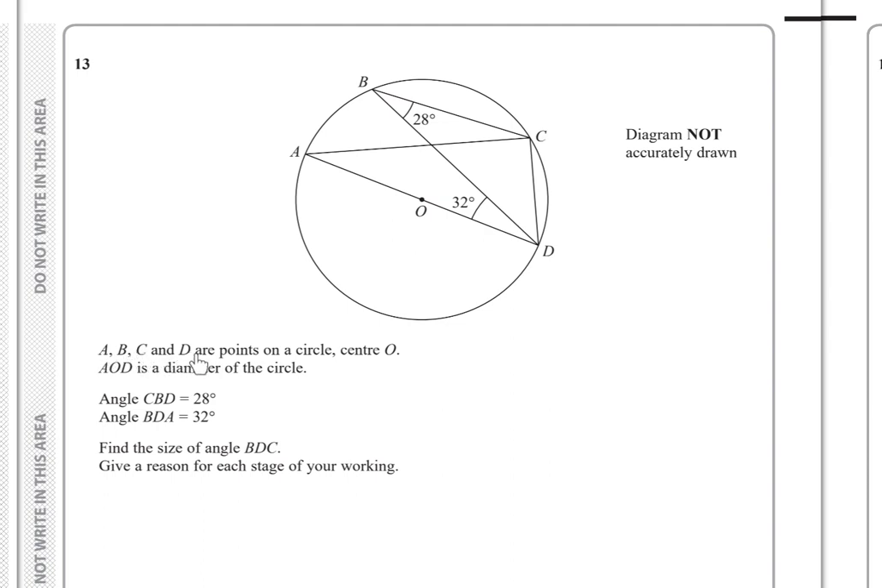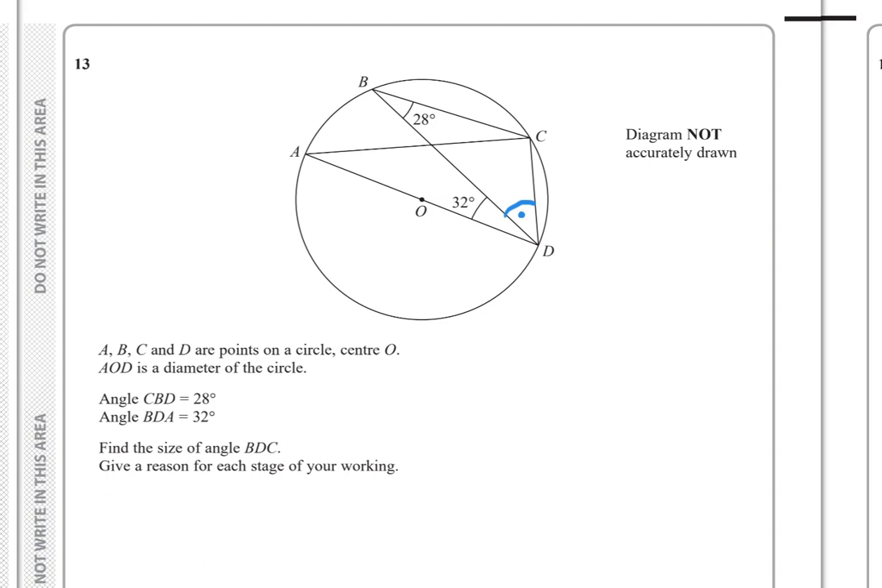A, B, C and D are points on a circle, center O. AOD is a diameter of the circle. Angle CBD equals 28. Angle BDA is 32. Find the size of the angle BDC. Give a reason for each stage of your working. So we need to find angle BDC and write the reason for each stage.